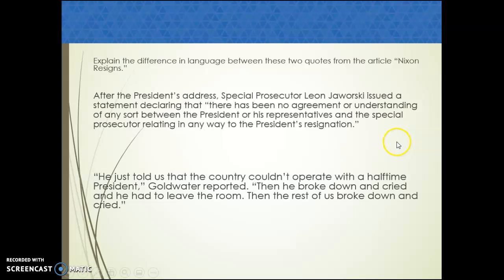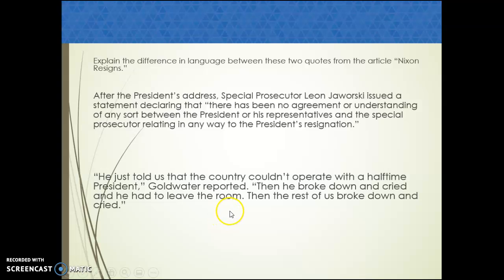Explain the difference in language between these two quotes from the article, Nixon resigns. There's two separate quotes here. The first says, after the president's address, Special Prosecutor Leon Jaworski issued a statement declaring that, quote, there has been no agreement or understanding of any sort between the president or his representatives and the special prosecutor relating in any way to the president's resignation.